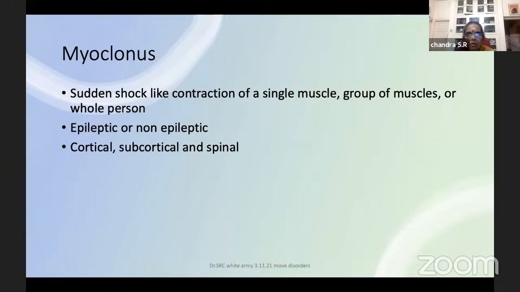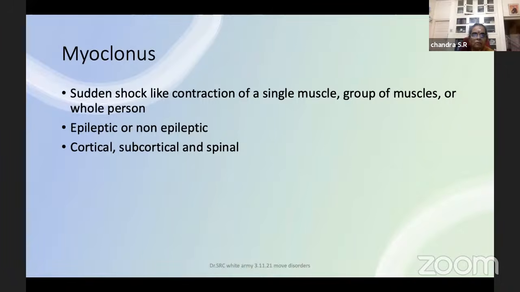Then you have myoclonus. Myoclonus is defined as a sudden shock-like contraction of a single muscle, a group of muscles, or the whole person. So it can be a focal jerk, it can be a segmental twitch, or it can throw the patient to the ground when the whole person is involved. It can be epileptic or non-epileptic myoclonus. The term epileptic myoclonus is used when the patient has associated loss of consciousness. If consciousness is not lost, it is non-epileptic myoclonus. It can be cortical, subcortical, or spinal.